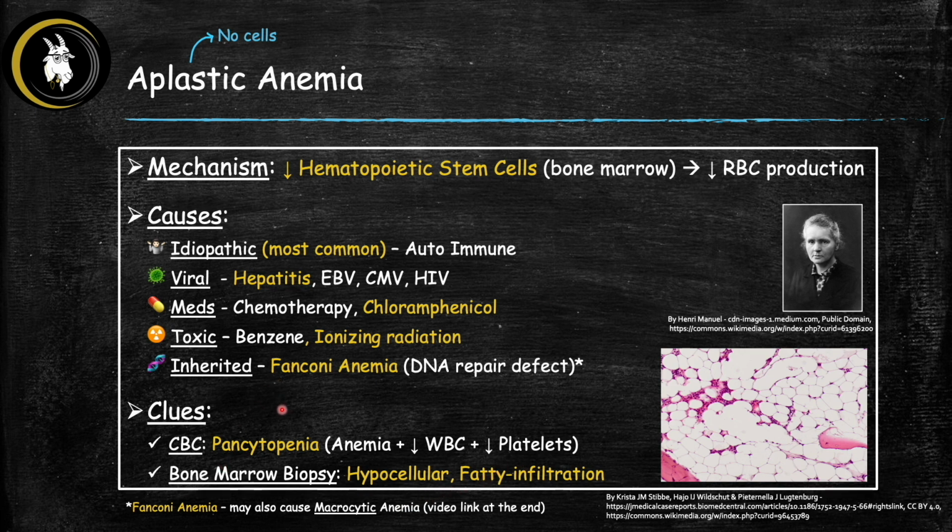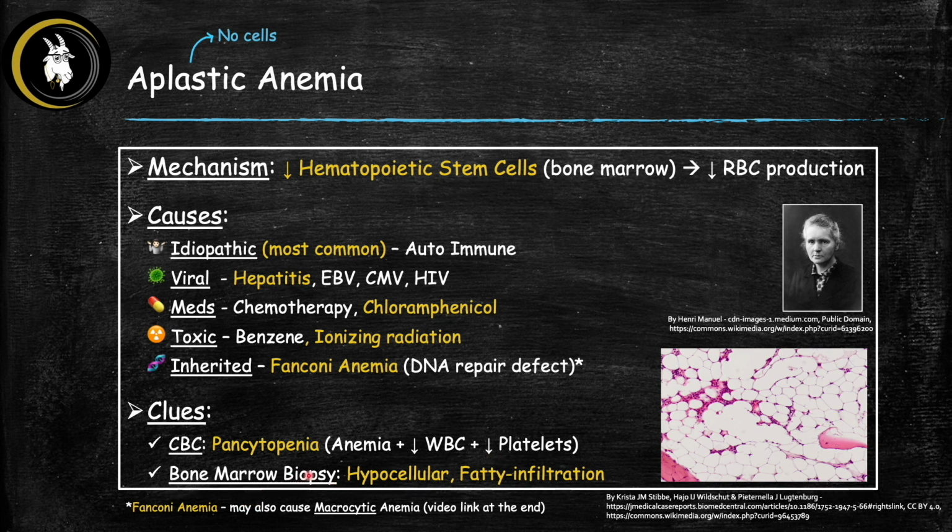But what's very important about aplastic anemia is knowing these 2 important clues to make the diagnosis. So number 1 is the CBC is going to show pancytopenia. So that means not only anemia, but also low white blood cells and platelets. And that's because all of the hematopoietic stem cells are down. So all 3 cell lines are going to be affected. And this is a big clue.